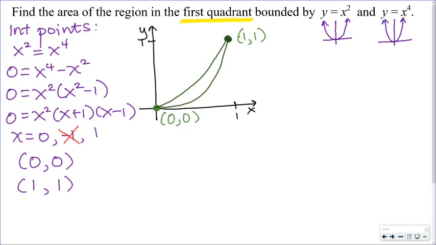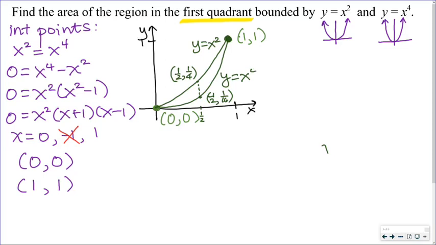So, okay, this graph here, let's say I take the number x is 1/2. Well, 1/2 squared is a fourth, and 1/2 to the fourth is a 16th. So this must be 1/2, 1/16, and this must be 1/2, 1/4. So on top is y equals x squared. On the bottom is y equals x to the fourth.